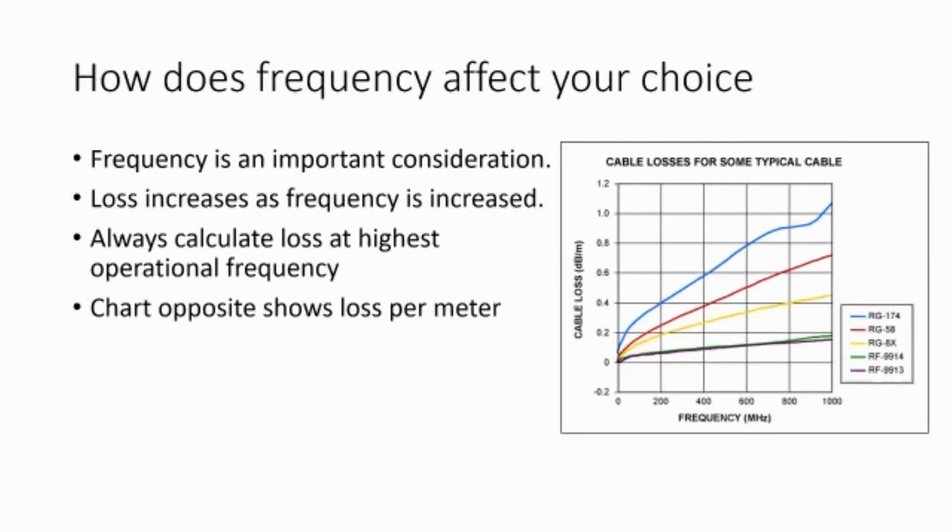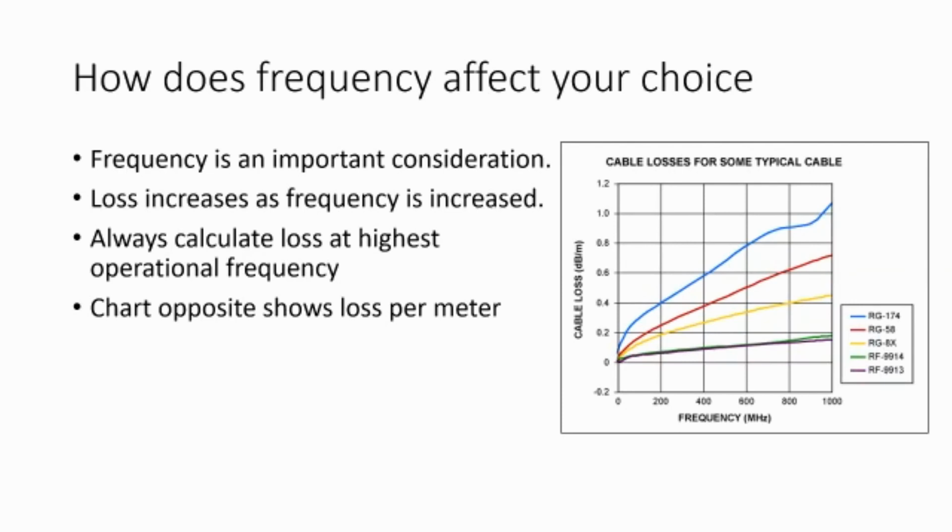So how does frequency affect your choice? Frequency is an important consideration because attenuation loss goes up as the frequency increases. Always calculate your loss at the highest operational frequency. So if you're putting up something like a Diamond X50 or an X510 or whatever for 2 meters and you plan to use 70 cm, consider 70 cm, because a cable that might be acceptable at 2 meters might have a lot of loss at 70 cm.